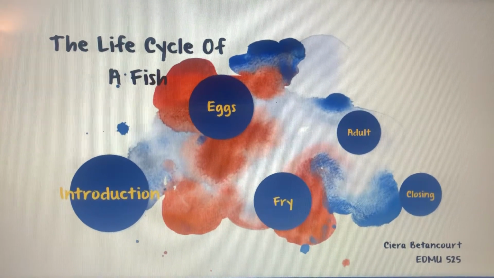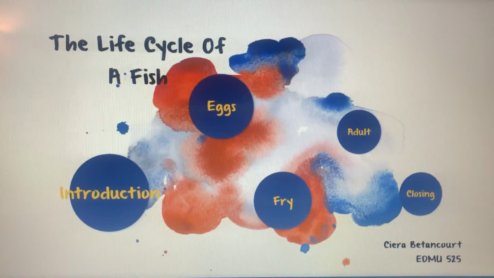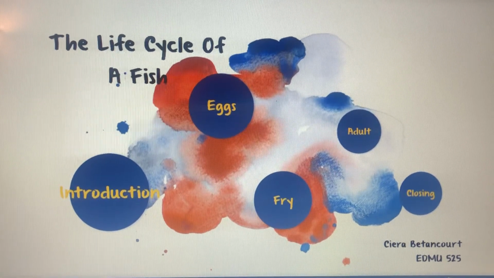Everyone, take a look in the middle of your groups and you will see a fish. Look at your fish and think about what you see. Do you see the eyes, the fins, the gills? Does your fish have scales? What is your fish doing?